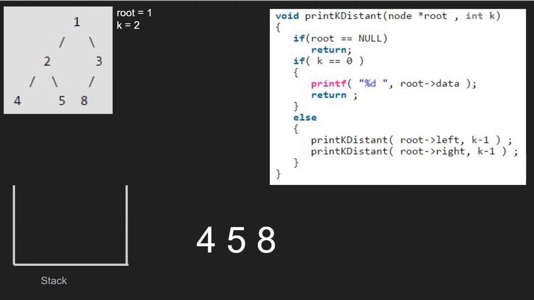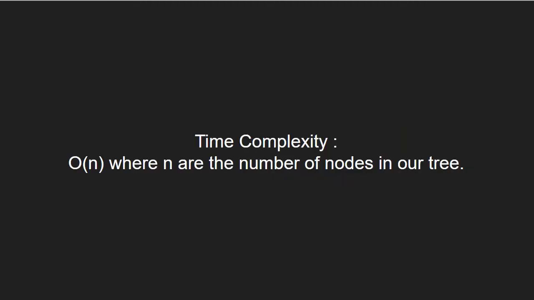Now let us have a look at the time complexity of the program. This code will run in big O of n complexity. Here n is the number of nodes in the binary tree.